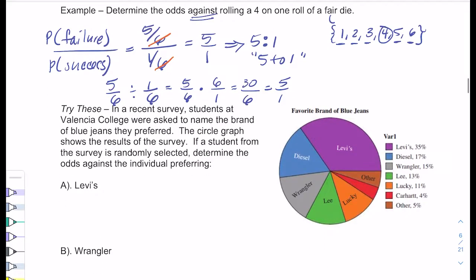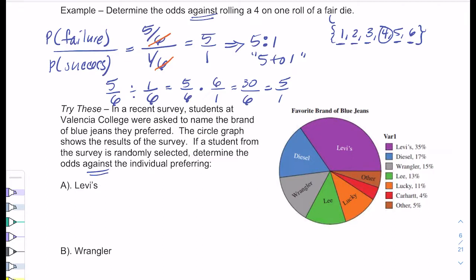Okay, pause the video, take a look at the circle graph, read the question, and then you can unpause when you're ready to find out how to answer. In a recent survey, students at Valencia College were asked to name the brand of blue jeans they preferred. The circle graph shows the results of the survey. If a student from the survey is selected at random, so again, that means everybody has an equal chance of being chosen, determine the odds against the individual preferring, letter A, Levi's. So we're looking for the odds against.